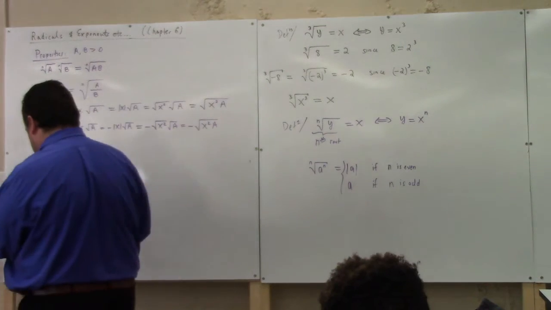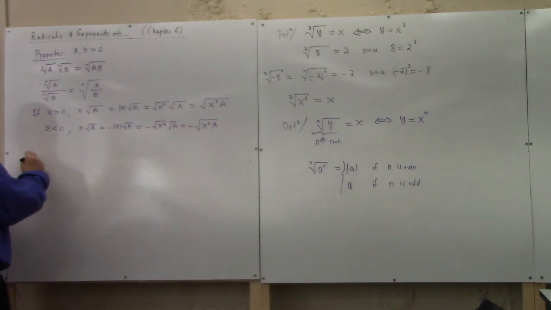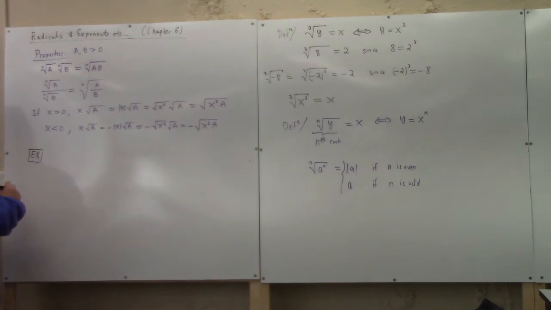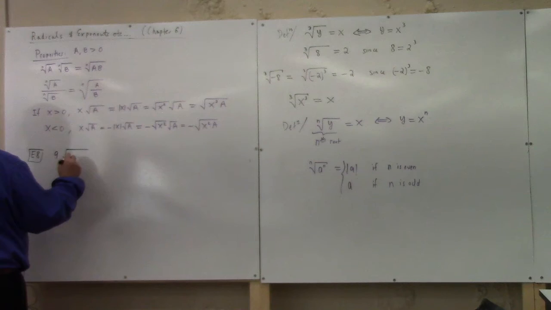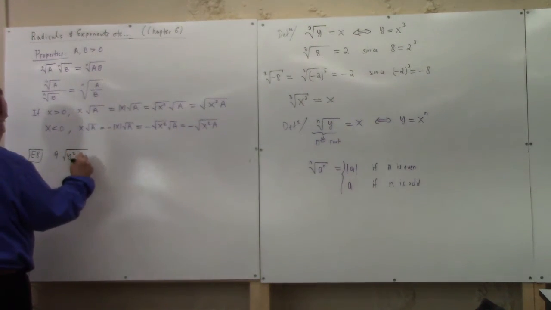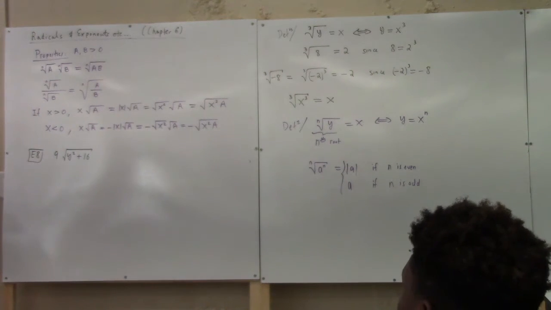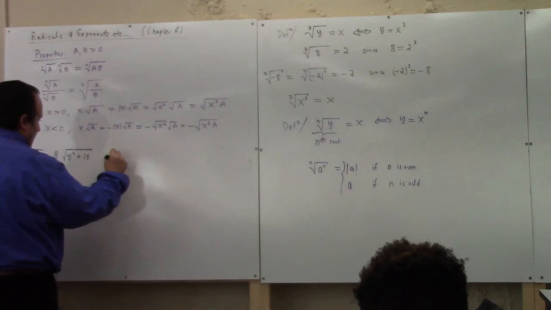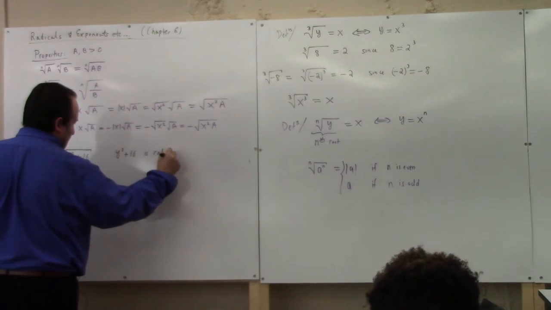Example. Where was I? I'm trying to remember what example we were on. Was it example 8? I'll call it 8. I'm not sure we had a 7, but here, 9 times the square root of y squared plus 16. You guys tell me, what's the radicand here? Right, this y squared plus 16 is the radicand. Very good.